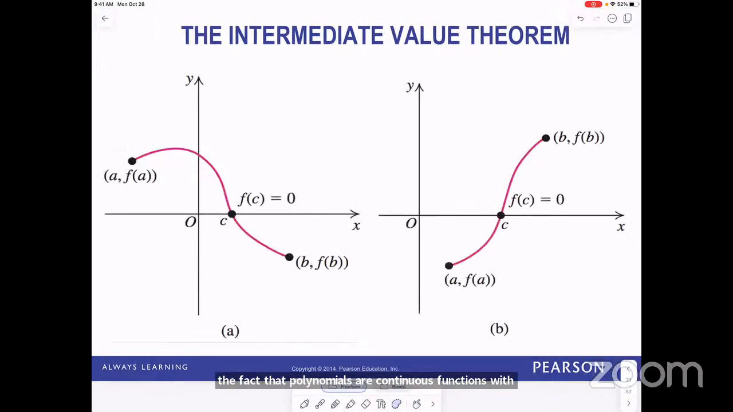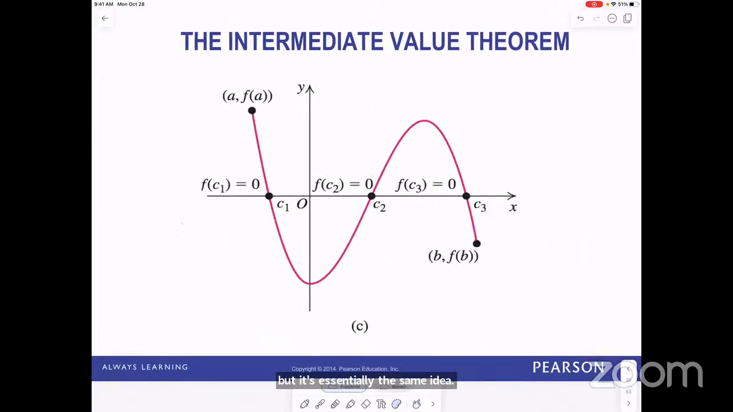Okay. So notice that at a on the left, the corresponding y is positive, and at b, the corresponding y is negative. So if we're working with a polynomial, at some point it has to cross the x-axis. And then the image on the right is kind of the reverse, but it's essentially the same idea. As long as we have opposite signs in our y values, and we're working with a polynomial, then we're guaranteed at least 1 zero, but there might be more than 1 zero between. All right.